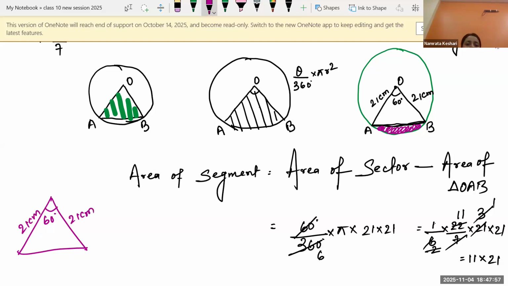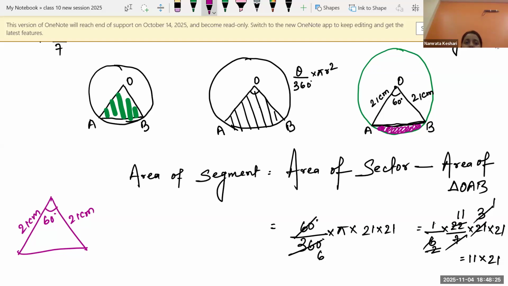Now if you recall the area of the triangle formula, only two formulas you have learned so far. The first formula was 1 by 2 into base into height, and the second formula was Heron's formula. If all the three sides are known, then we can find the area of the triangle. So here all three sides are not known, so Heron's formula we cannot use. Now the remaining formula is the older formula, that is 1 by 2 into base into height.